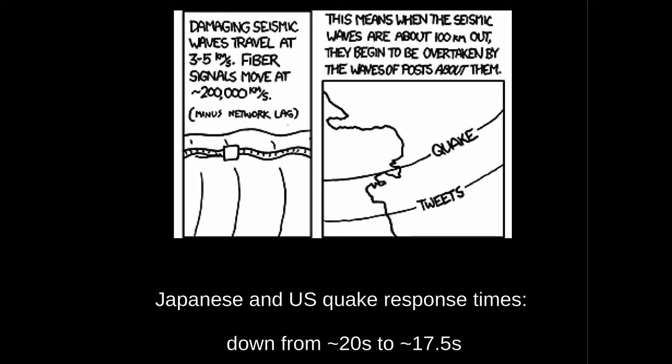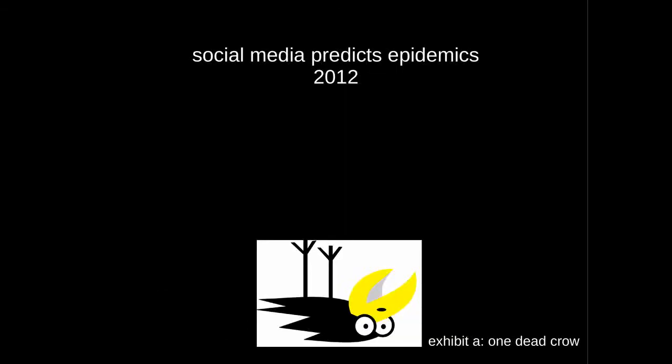And the next year they reduced the response time for their earthquake warnings by 2 or 3 seconds, down from 20 seconds to maybe 17 or 18 seconds, which is a critical difference if you're trying to escape from a building that's just collapsing. So it saves lives directly. But that's old news. How about 2012? Kind of old news as well.